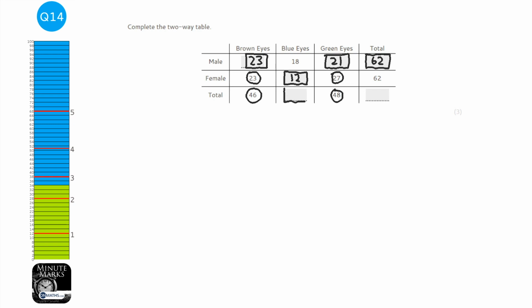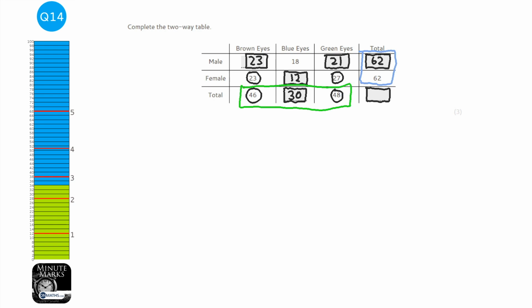With that one sorted, we can get this one. If there's 18 males with blue eyes and 12 females with blue eyes, that means there's going to be 30 altogether. Now this total is either the total of these ones or the total of these ones, and they should give you the same number. Don't add the blue and the green ones together, so it's only one of them.